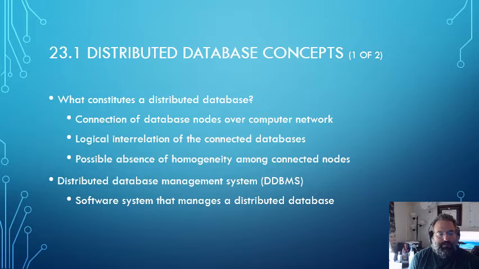And there's possibly absence of homogeneity among the connected nodes. What that basically means is those nodes may be differing in what they look like. They may not all be the same exact type of computer. May not even be the same necessarily database management system or distributed database management system. And a distributed database management system is a piece of software that manages distributed databases.